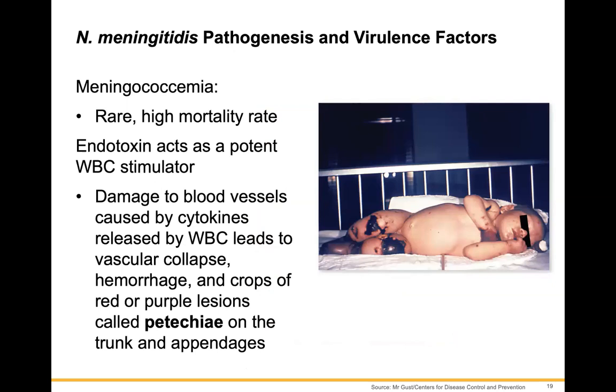Continue with Neisseria meningitidis here. Excuse me, meningococcemia. This is rare. It oftentimes will have a very high mortality rate. What happens here is the endotoxin acts as a potent white blood cell stimulator, and what you get is damage to the blood vessels, causing the release of cytokines by the white blood cells, which will lead to vascular collapse, hemorrhaging, and crops of red or purple lesions on the trunk and the appendages. And again, this can be very fatal.